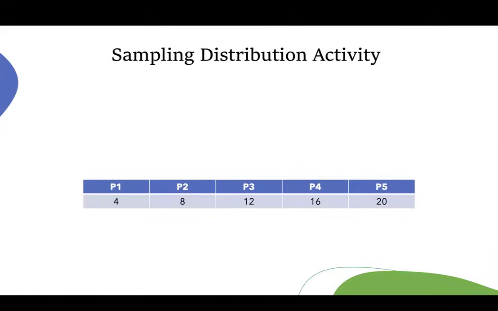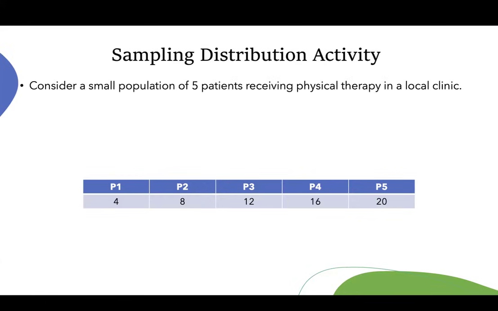We're going to start with a simple sampling distribution activity with a very small population. There are only 5 items in this population because mathematically it's easier to work with this smaller set of values to demonstrate a concept. Once we prove the concept, we're going to apply it to a much larger population and see how it relates. We have a population of 5 patients.